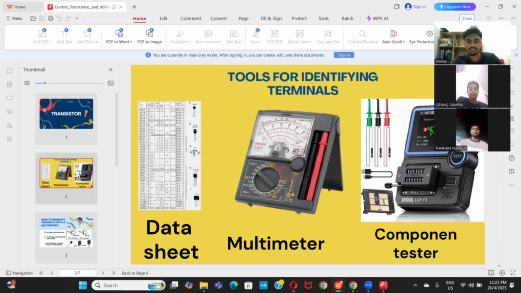Okay, let's go to the second slide, which is tools for identifying terminals. The first one, as you can see, is the data sheet, the following is the multimeter, and lastly the component tester. To identify the base, collector, and emitter, we mainly use a multimeter. The data sheet is used for reference, and the component tester for quick checking.